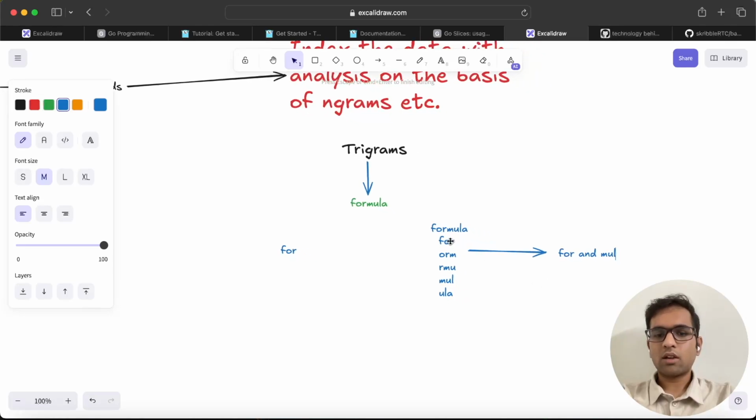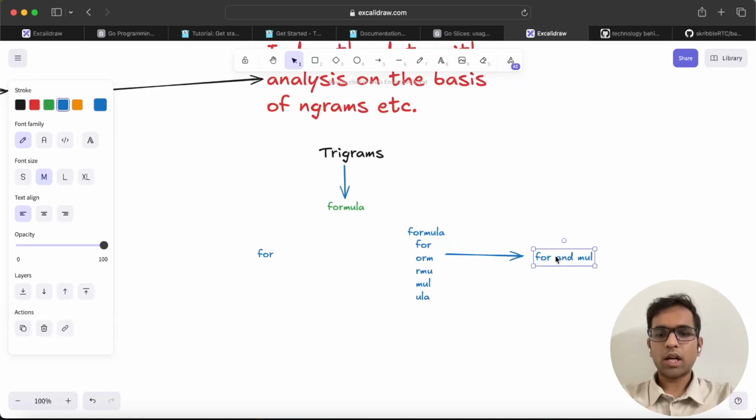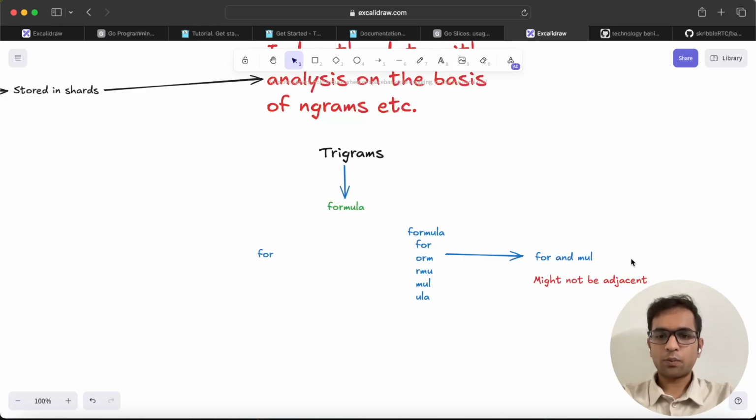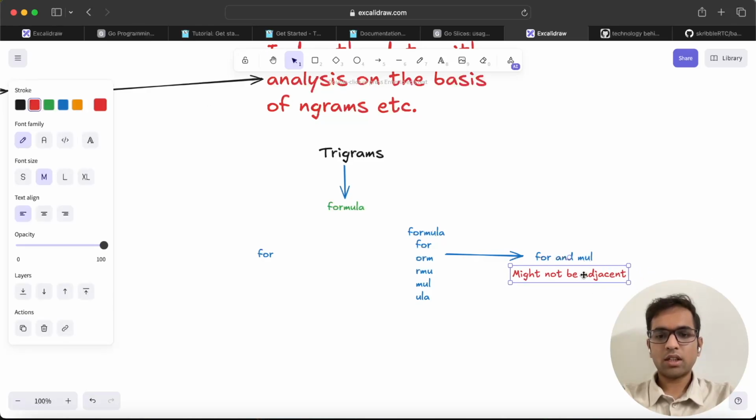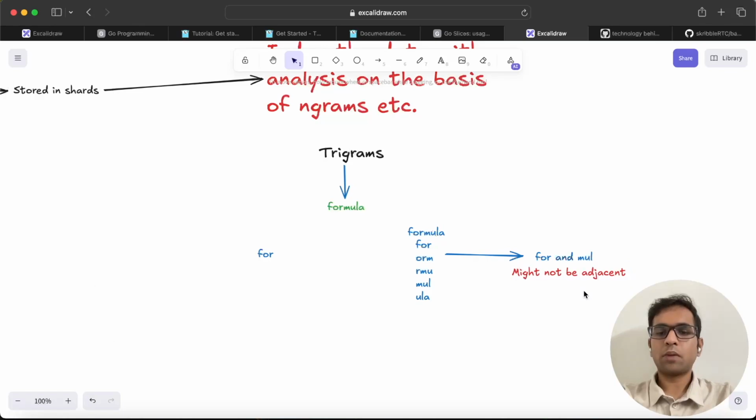What I'm considering now is that FOR is a trigram that is very common and MUL is a trigram which is very common. In coding, obviously, there will be some trigrams which are very common. FOR and MUL might be present in a lot of scenarios, but the problem is that they might not be adjacent. This is something interesting: FOR and MUL may be present in a repository a lot of times, but they might not be adjacent. And if they are not adjacent, why do I need to check that file?